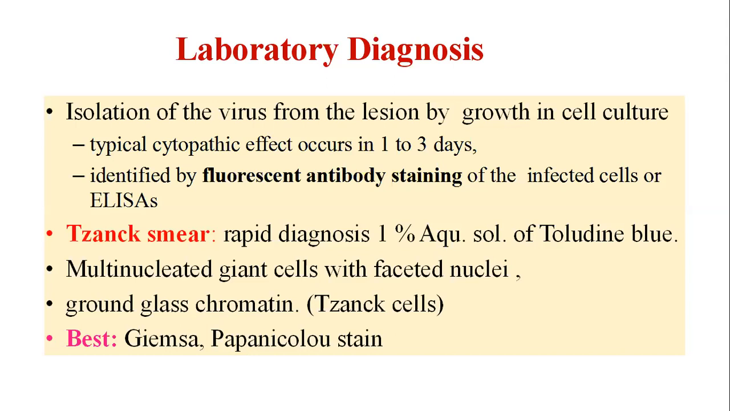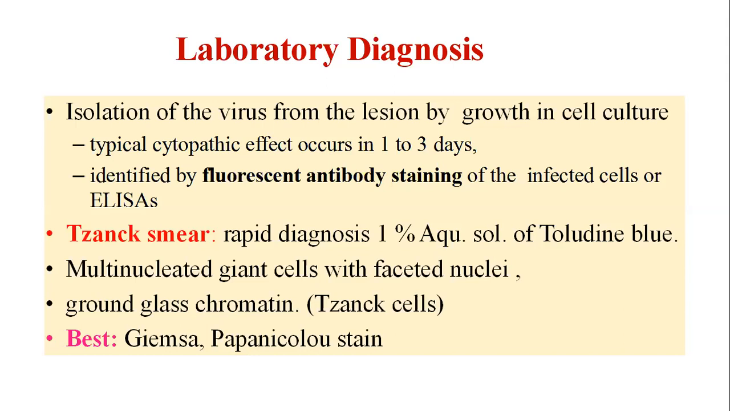After the typical cytopathic effect occurs within 1 to 3 days of infection or inoculation, then you have to go for identification using specific antibodies tagged with fluorescent probe. So identification by fluorescent antibody staining of the infected cells directly by immunofluorescence technique, or else you can go for ELISA technique, enzyme linked immunosorbent assay.